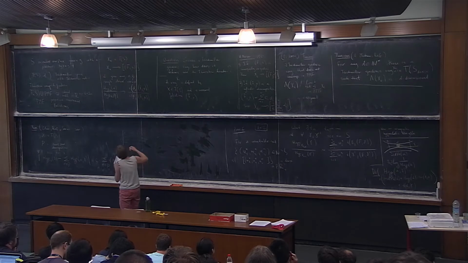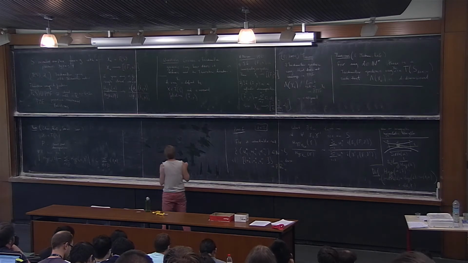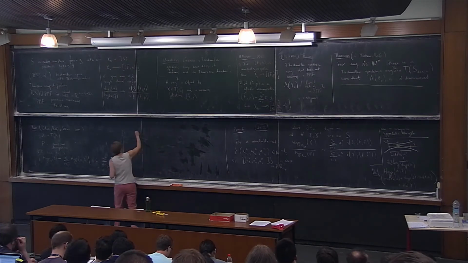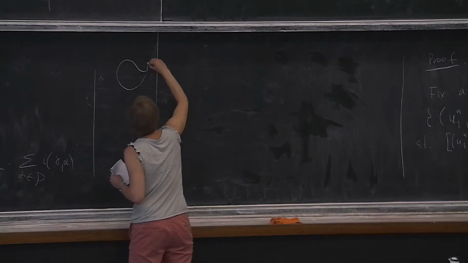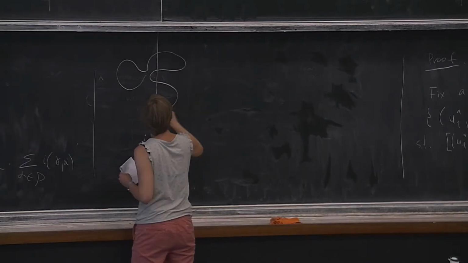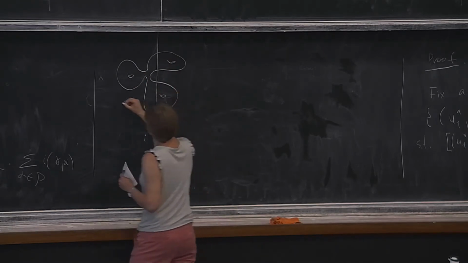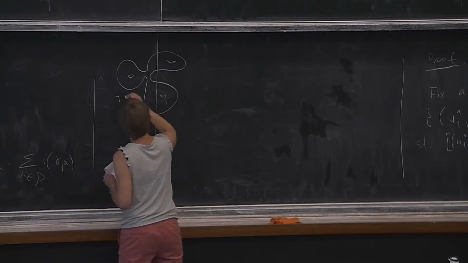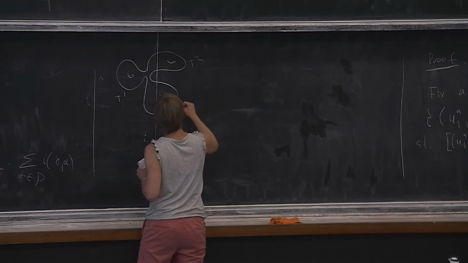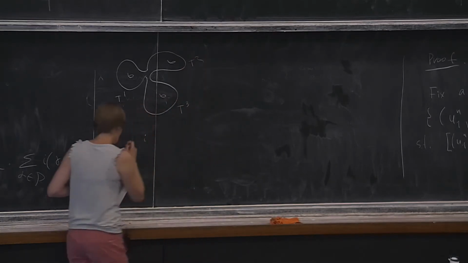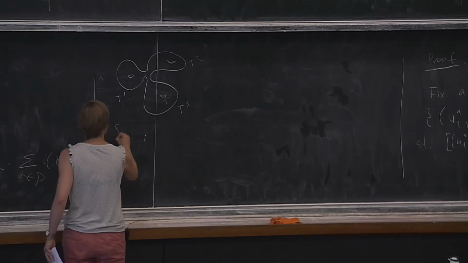Okay, so now we think again about the ray, which I have. I'm going to draw the picture again for the case d equal to 2. So let's call it T1, T2, T3. Okay. So what are short curves?